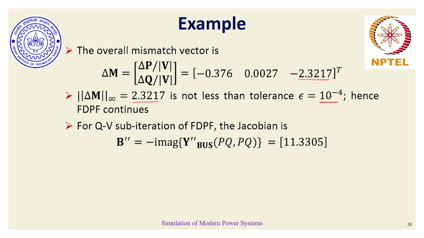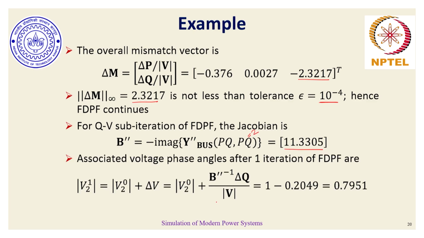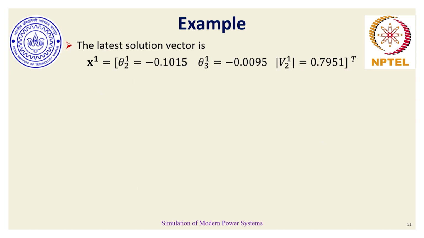which indicates that its tolerance is never met. So we solve for the QV half iteration since we have only one PQ bus, which is bus number 2 at this given iteration. So we get B double dash, put in those corresponding numbers and values, and we get V2 as 0.7951. With this, the one full iteration of fast decoupled power flow is complete.